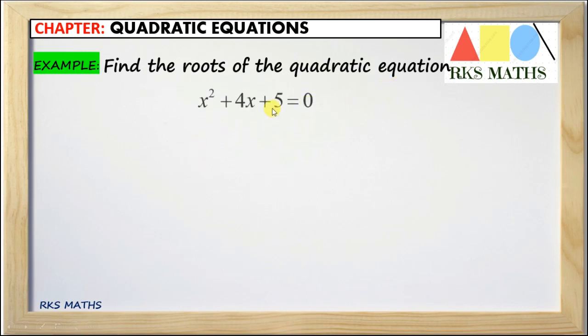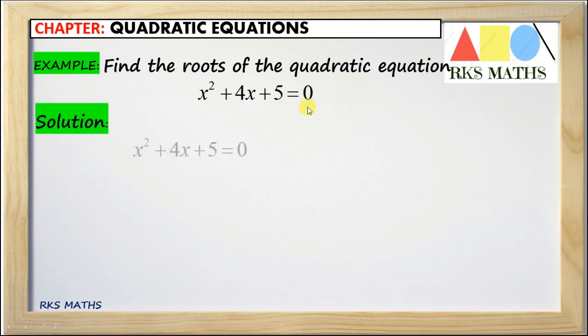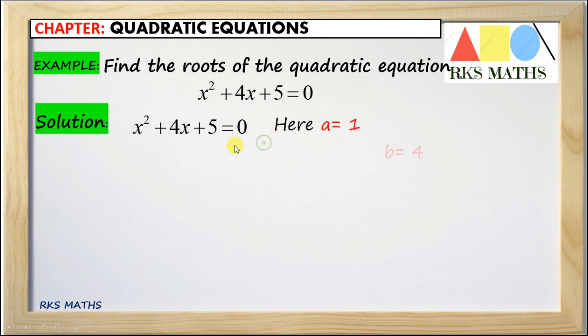Find the roots of the quadratic equation x square plus 4x plus 5 is equal to 0. So this time we will be finding the roots of this quadratic equation x square plus 4x plus 5 is equal to 0. So here is the solution. Student, x square plus 4x plus 5 is equal to 0. Here the coefficient of x square is 1, so the value of a is equal to 1.